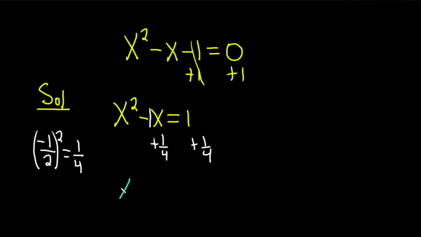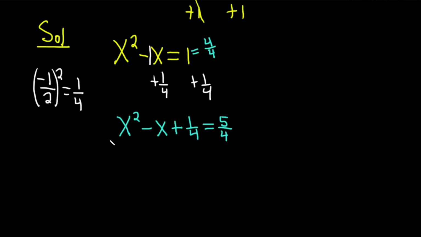So we have x squared minus x plus 1/4. And then on the right hand side, you can think of 1 as a number over 4, 4 over 4. Then 4 over 4 plus 1 over 4 is 5 over 4. Really nice. Now this factors because we completed the square.